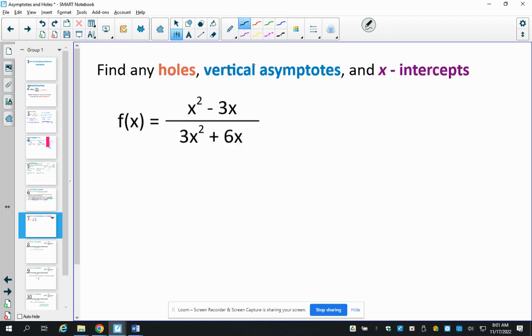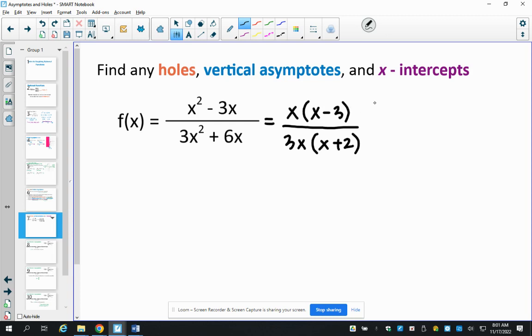So in this example, again, we'll factor both the top and bottom. Okay, so we're going to start by factoring. So this top has an x in common. So we're going to factor it out, and then we're going to be left with x minus 3. The bottom has a 3x in common. And when we factor that out, we're going to be left with x plus 2.